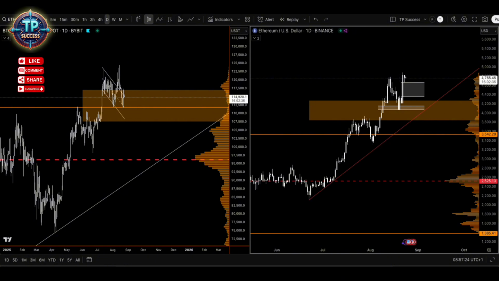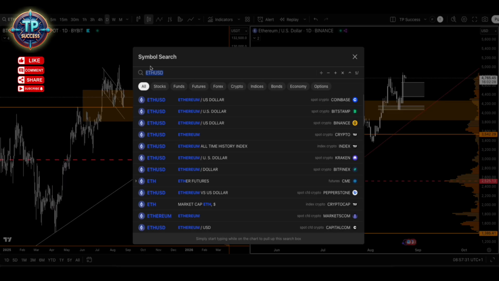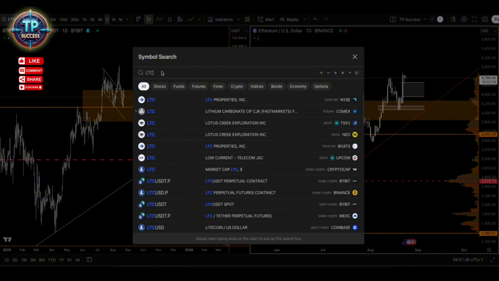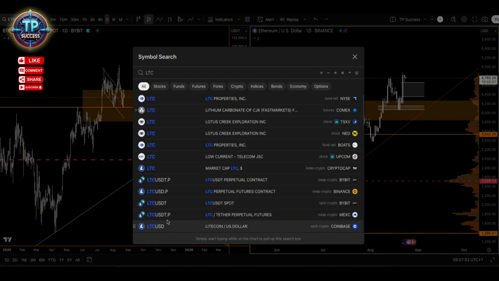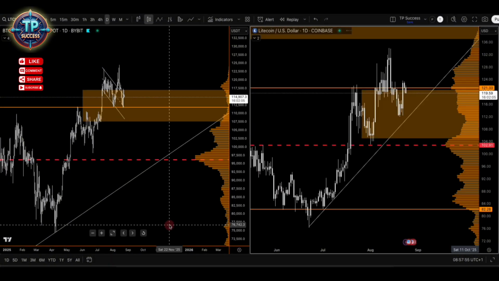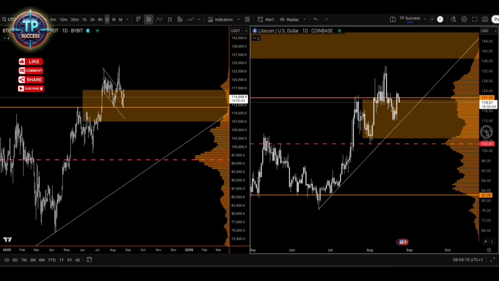All right. So the next thing that we're going to look at is Litecoin, which is pretty much looked at as the silver. If Bitcoin is digital gold, then Litecoin will be digital silver. I know some say it's Ethereum, but I think it's more or less going to be Litecoin, right? Litecoin USDT. Let's have a look at this on Coinbase.